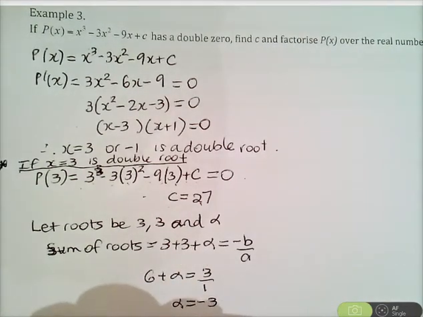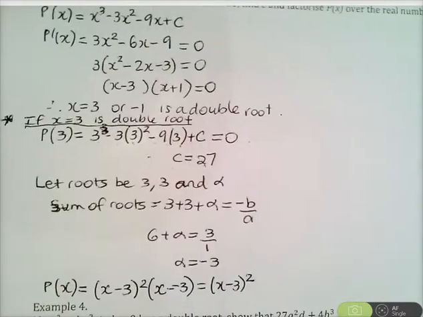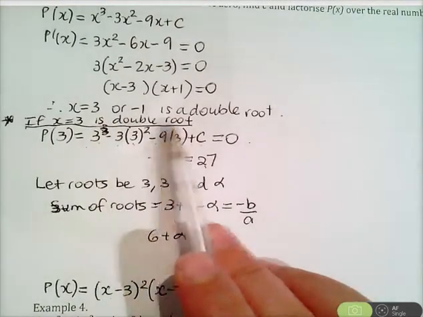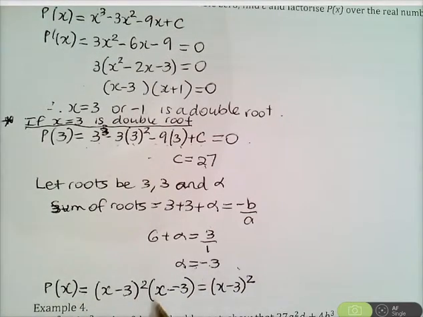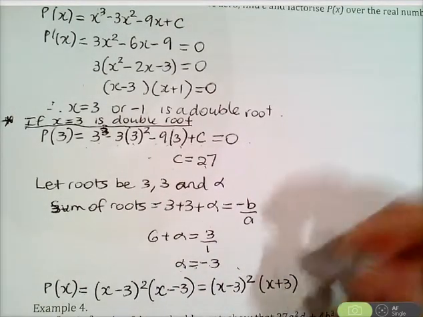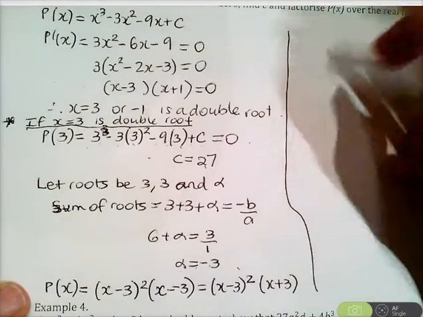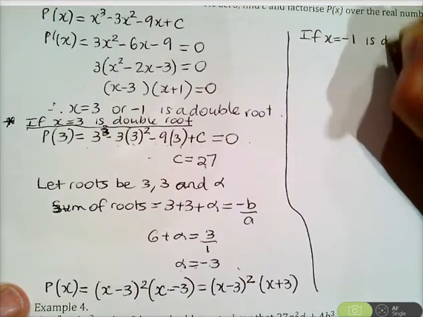And so therefore the polynomial in x would be x minus 3 squared times x minus negative 3. So if x equals 3 is the double root, then your third root would be negative 3. So your polynomial in x would be x minus 3 squared times x minus negative 3, or x minus 3 squared times x plus 3. That's one case.